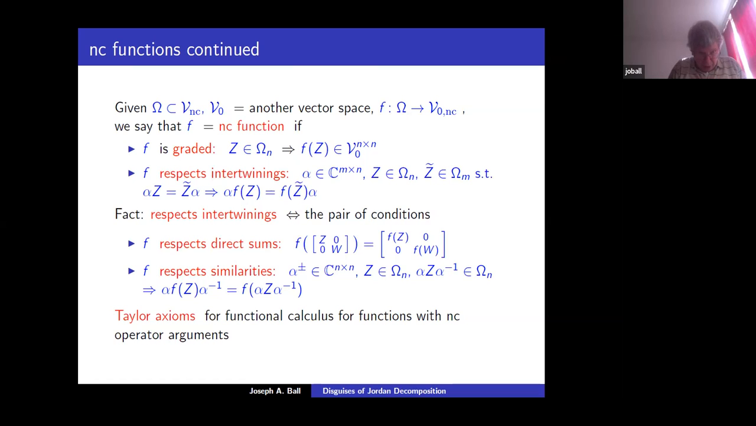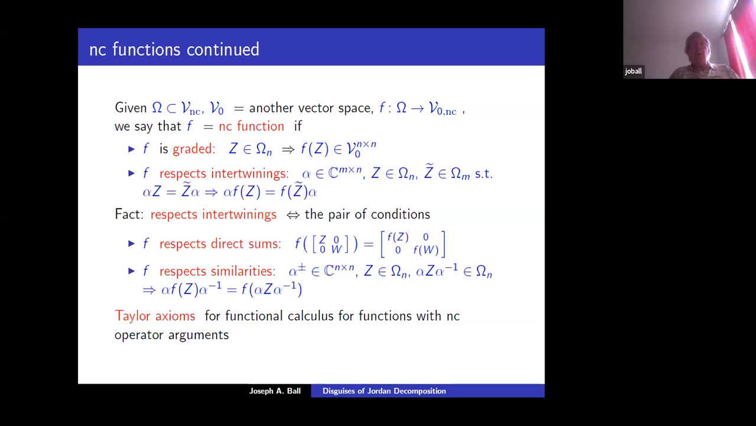And this had origins in work of Joseph L. Taylor, on functional calculus for functions with non-commuting operator arguments, which was hard stuff at the time and still not completely resolved.